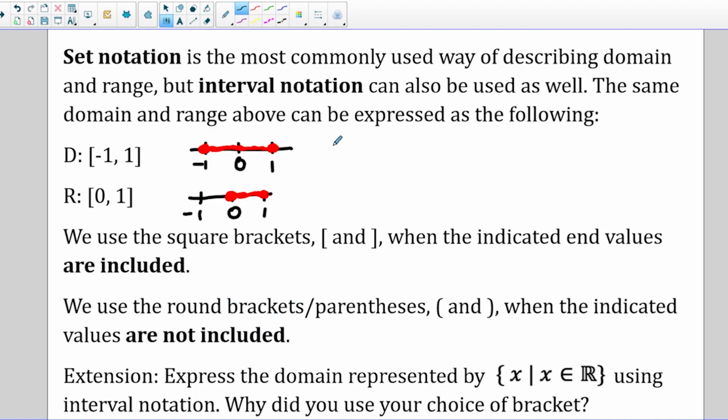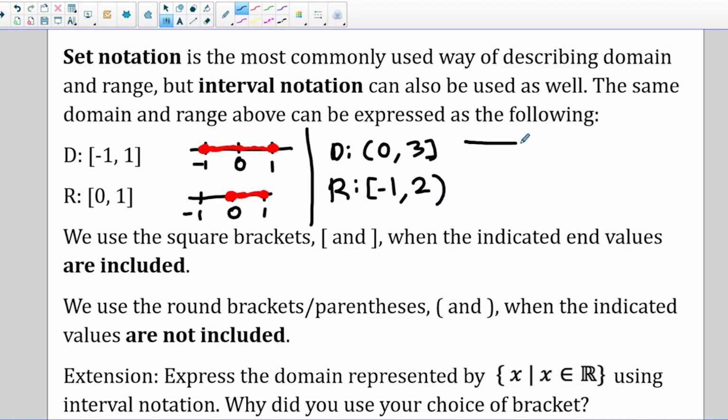So let's say, for example, that your domain now goes from 0, that's not included, all the way up until +3, and we are going to include that. And your range is going to go from, let's say, -1 up until +2, but we're not going to include +2. So let's draw a small little number line here. We're going to go from 0, 1, 2, 3 for the domain. And if we take a look at the range, let's go from -1, 0, 1, and 2.